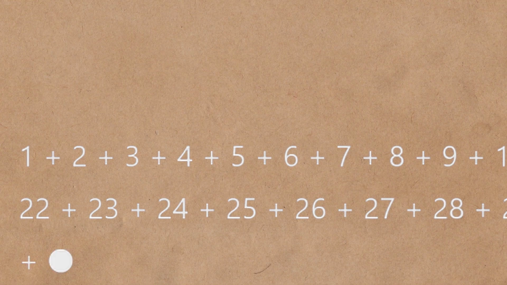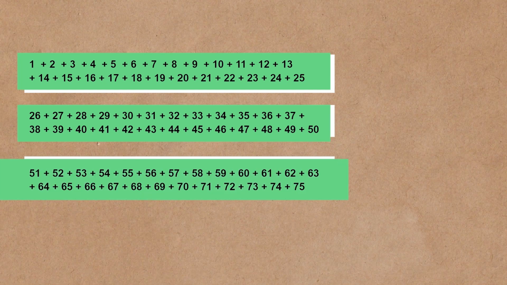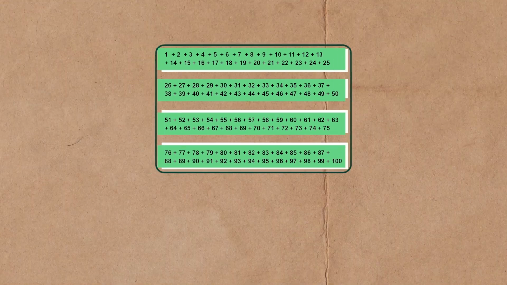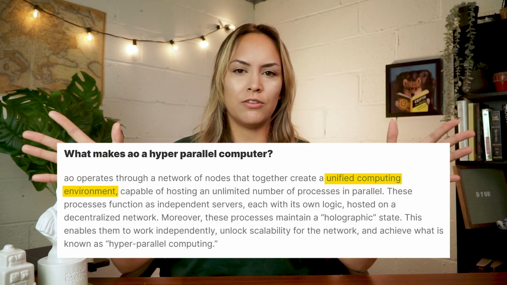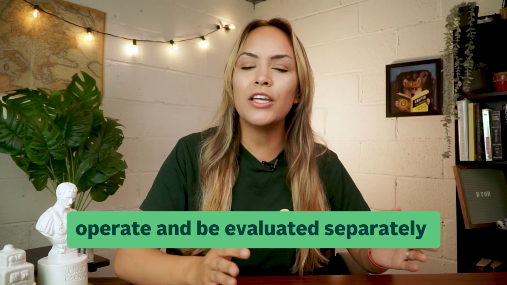Well, as an example, imagine you have a task that requires the calculation of the sum of all numbers from 1 to 100. In traditional computing, this task is handled one number at a time. However, AO introduces parallel processing and uses multiple nodes to work together in calculating the sum. This approach can increase speed and efficiency. AO's network of nodes create a unified computing environment that is capable of hosting an indefinite number of processes simultaneously, referred to as a holographic state. These processes act as independent servers with their own logic to operate and be evaluated separately.